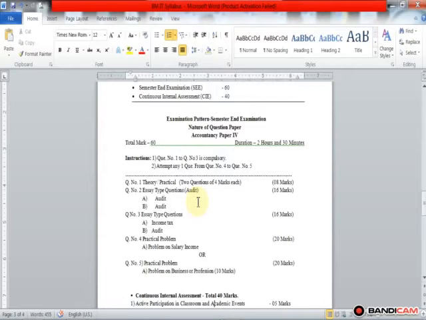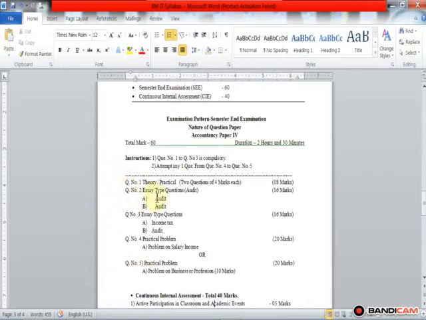Instructions are given here. First instruction: question number 1 to question number 3 are compulsory. It means question numbers 1, 2 and 3 are compulsory. Second instruction: attempt any one question from question number 4 or 5. So first 3 are compulsory and the fourth and fifth questions are optional. Solve any one practical problem from question number 4 or question number 5.